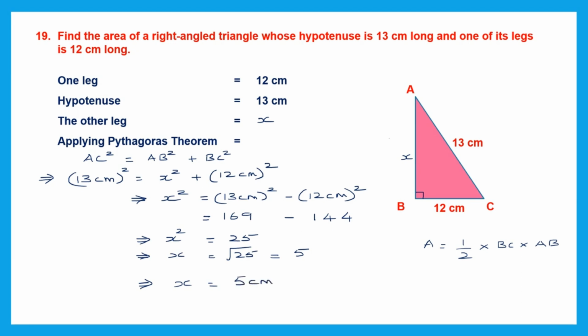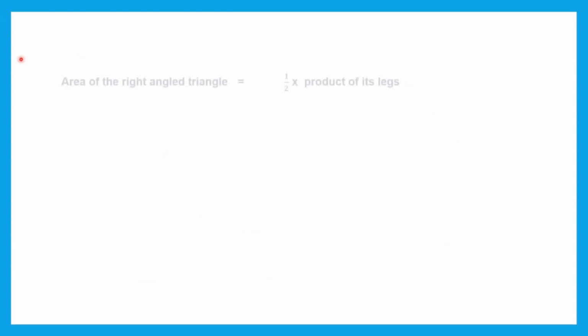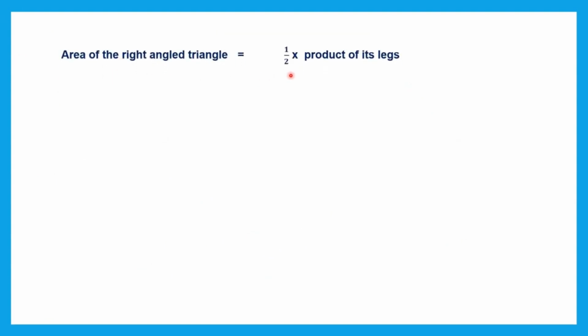So let's write it here. So now x is 5 centimeters. Now that we have found AB, and BC is already given, we can find the area by using this formula. The formula is area of the right angle triangle equals 1 by 2 into the product of its legs. So we're going to find the area. One leg is 12 centimeters and the other leg, which we just found out, is 5 centimeters.